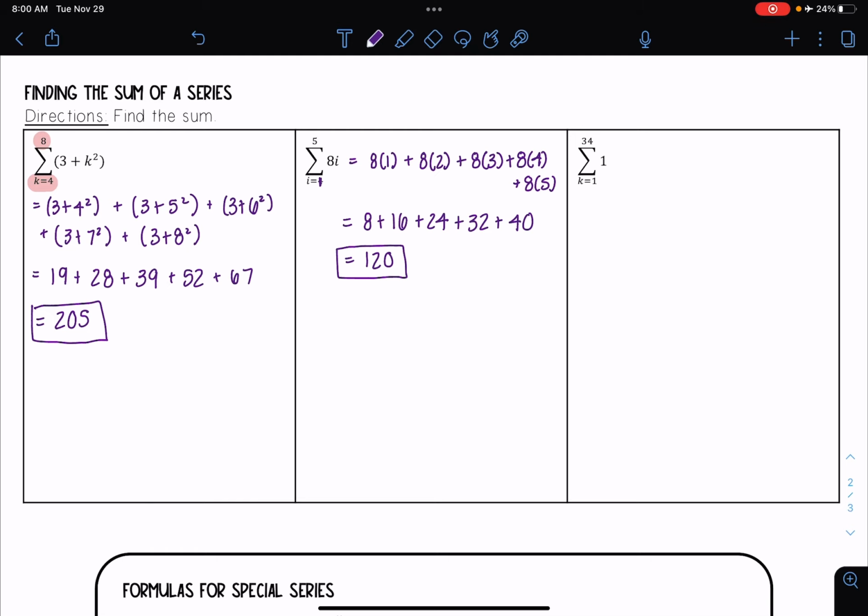Okay, now this next one looks a little bit different. I have k equals 1 to 34 of 1. So my pattern this time doesn't have any k in it. It's just 1. So this is really saying that I'm adding 1 to itself 34 times. So this is going to become 1 plus 1 plus 1 plus 1, and so on 34 times. Well, when I add 1 to itself 34 times, that's just going to equal 34.